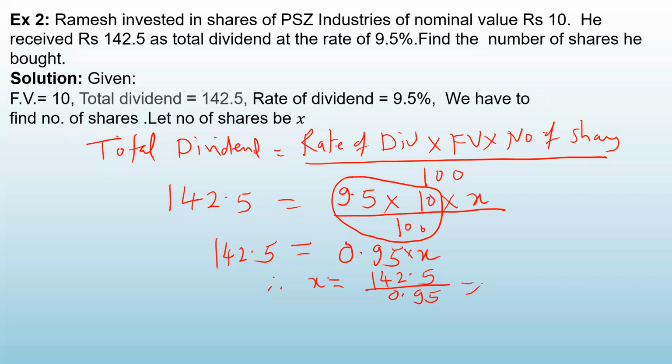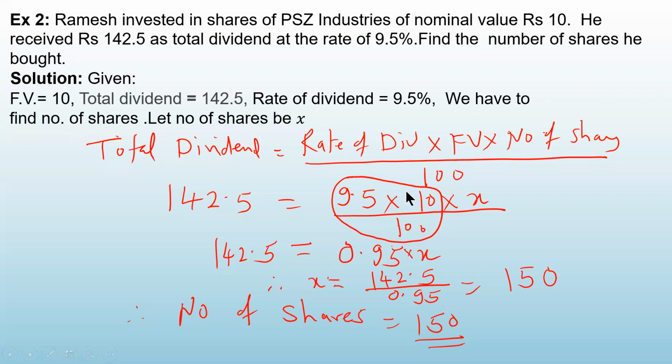142.5, use your calculator, 0.95. That will give you 150. Okay. Therefore, the value of X is 150. So that means number of shares is equal to 150. Remember that here the answer will not have a decimal. Okay. Therefore, number of shares is equal to 150. So I hope you have understood this.